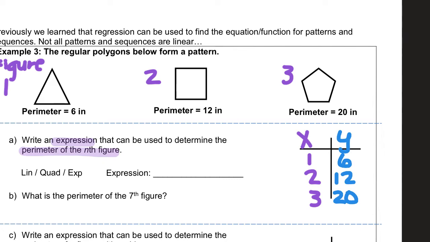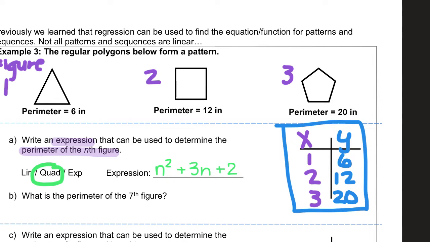Then please input this into your stat function in your calculator and find out if it's linear, quadratic, or exponential. Please pause the video here as you do that. Now that you've found that this is a quadratic regression, it asks what is the perimeter of the 7th figure? Well, the 7th figure is talking about the position, so that is the x value. So simply input the x value into your expression.